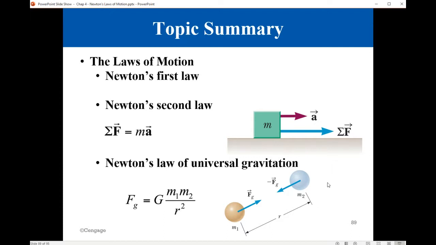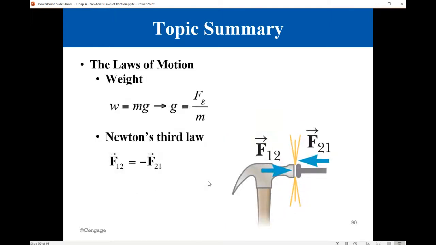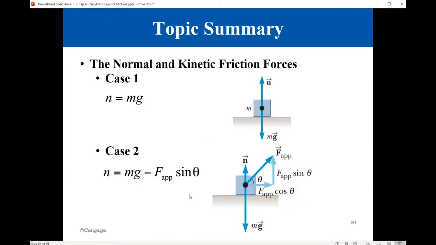Okay. We learned about Newton's second law. We learned about Newton's law of gravitation. All objects will attract each other. The force of gravitation is m1 m2 over r squared multiplied by the universal gravitational constant. We learned about Newton's third law. For each action, there is a reaction force equal in magnitude and opposite in direction.